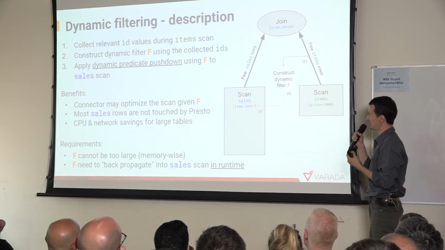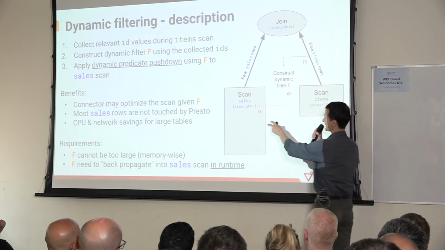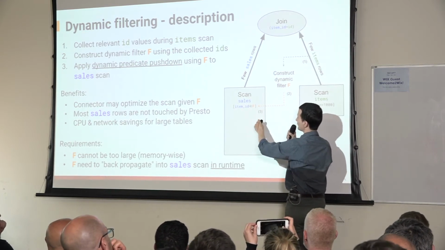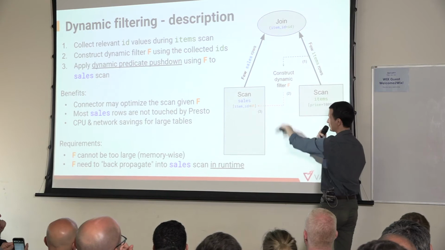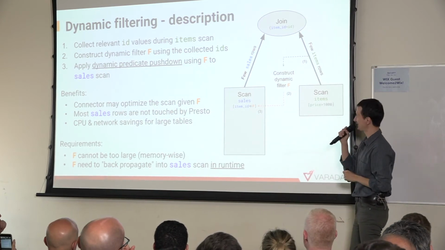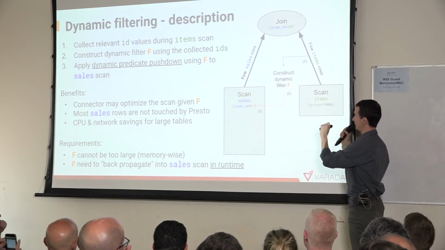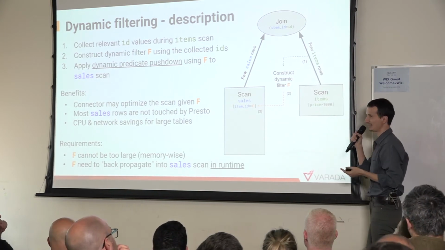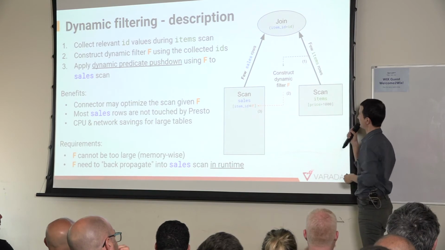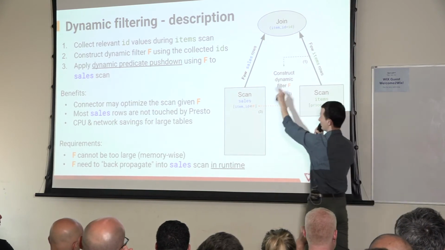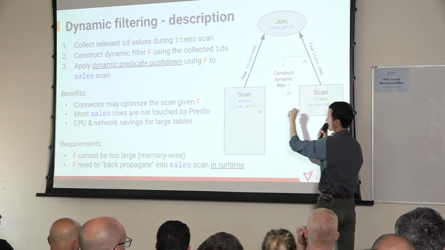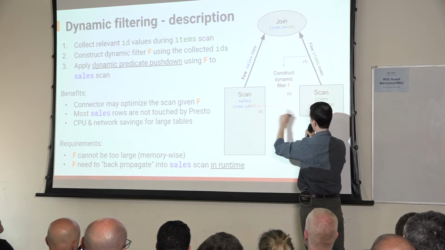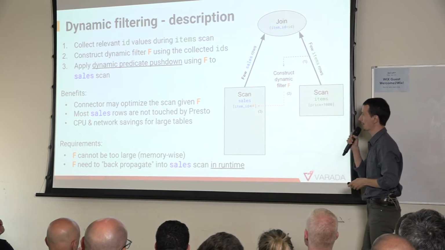But the main benefit is that the scan can be optimized significantly if we don't do a full scan, but we look for specific IDs. For example, if there are only 2 or 3 items with such a large price, we don't need to scan the whole table and then drop it at the join. We just can pick up the relevant sales rows relevant to those specific items over here.